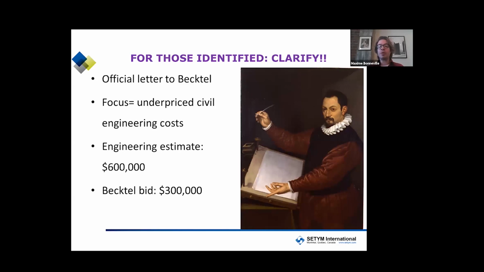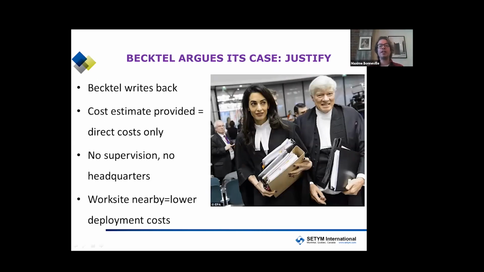You're the scribe, you prepare a carefully worded letter, you send it to them, you give them an amount of time to answer, and you do not discard them. You wait for their answer, because the next step is justify. What do you see on the picture? You see a barrister, probably Queen's Counsel, preparing to argue a case with all their documentation.